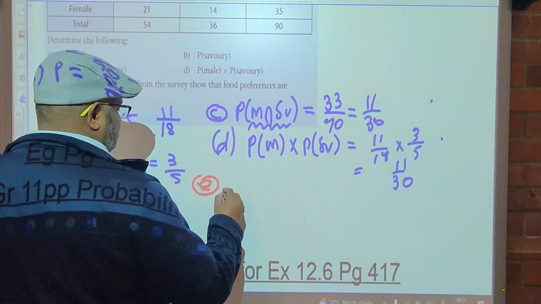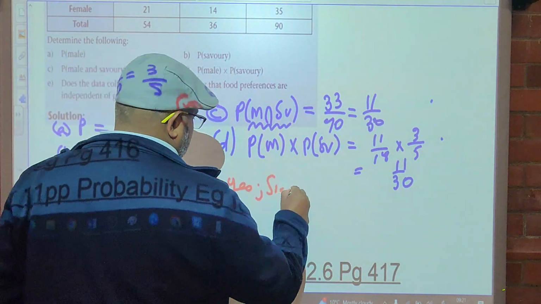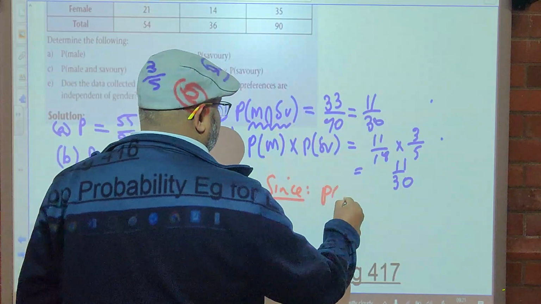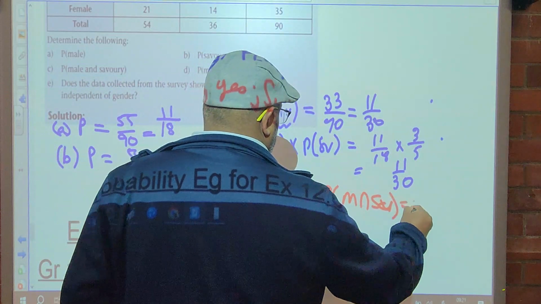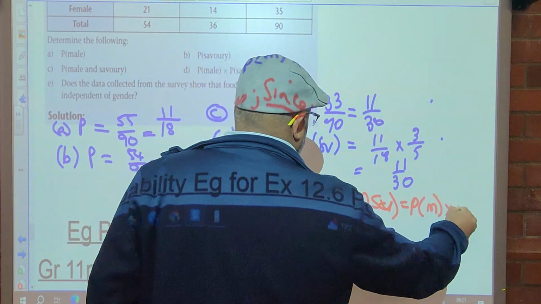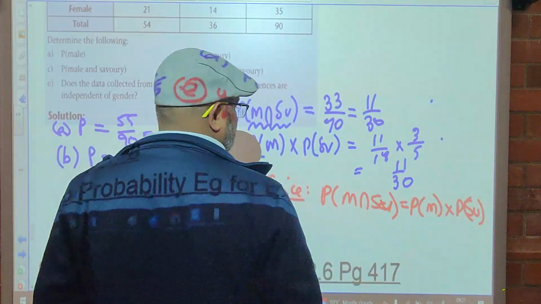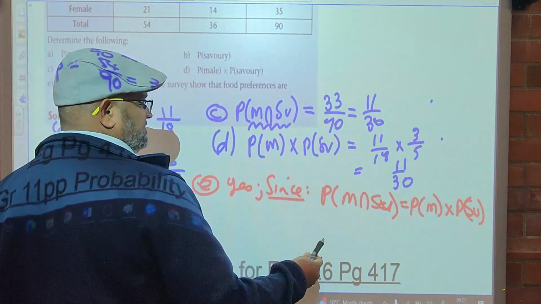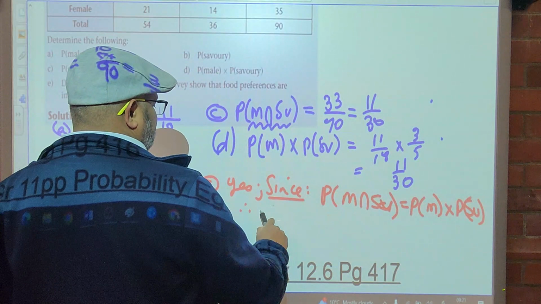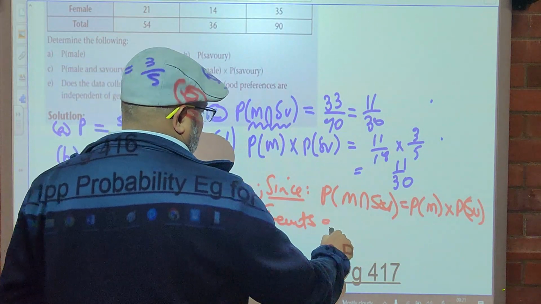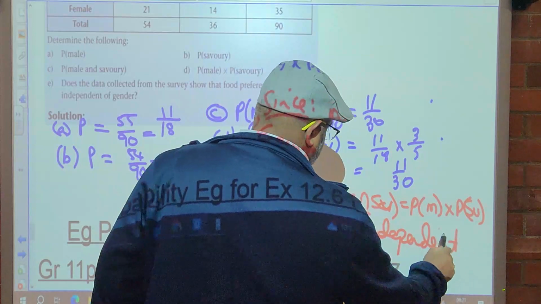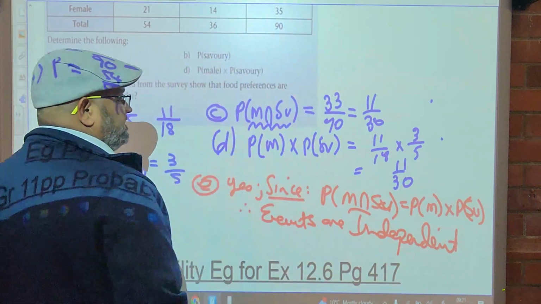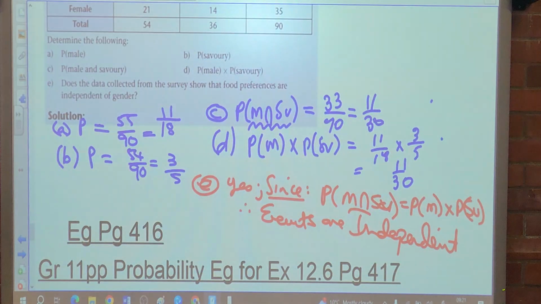We say yes. Since the probability of male intersection savory is equal to the probability of male times the probability of savory, which is equal to 11 over 30. Okay? Therefore, the events are independent. Yeah, the events are independent. Okay, you guys understand? Right.